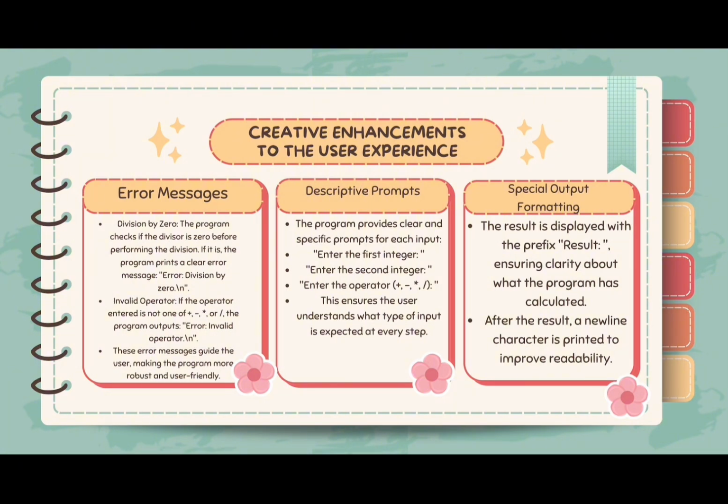Next is descriptive prompts. The program provides clear and specific prompts for each input. Enter the first integer, enter the second integer, enter the operator. This ensures the user understands what type of input is expected at every step. And lastly is special output formatting. The result is displayed with the prefix result, ensuring clarity about what the program has calculated. After the result, a new line character is printed to improve readability.